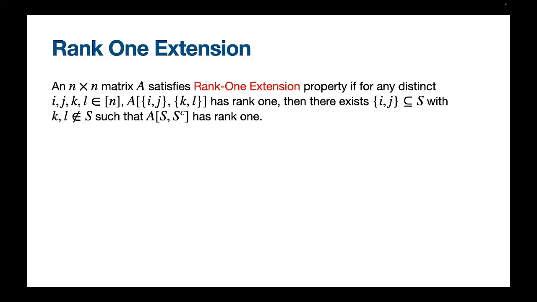First I will define what this rank 1 extension property is. This statement just says that a matrix has the rank 1 extension property if any 2 cross 2 submatrix with disjoint rows and columns has rank 1, then we can extend this submatrix and get a bigger submatrix that contains the original submatrix, and it has rank 1, and also the row indices and column indices should cover the whole index set.